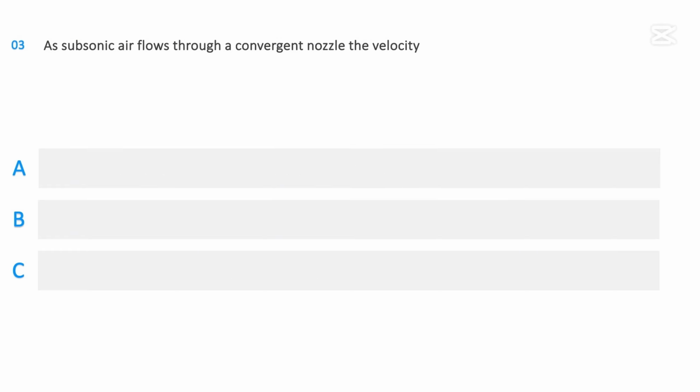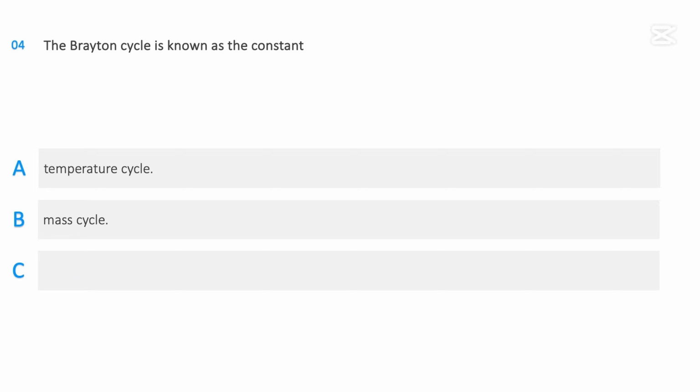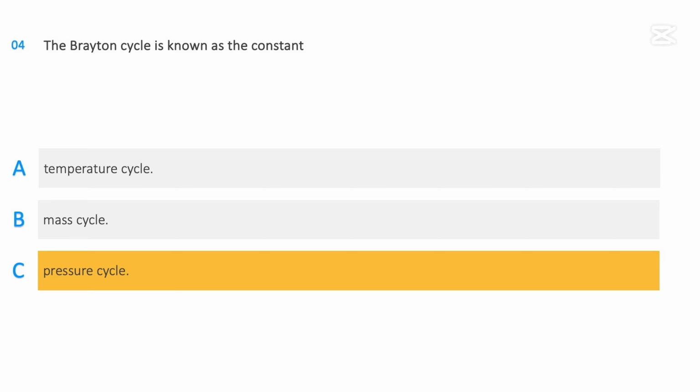As subsonic air flows through a convergent nozzle, the velocity decreases, increases, remains constant. The correct answer is: increases. The Brayton cycle is known as the constant temperature cycle, mass cycle, pressure cycle. The correct answer is: pressure cycle.